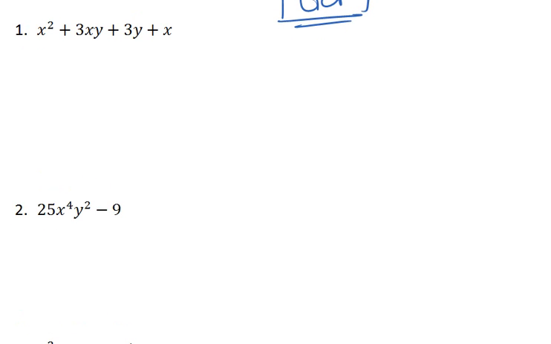For problem 2, first we want to check for a greatest common factor. We cannot factor out any integers, because the coefficients are 1, 3, 3, and 1. We can't factor out any x's because they only appear in 3 of the 4 terms, and we can't factor out any y's because they only appear in 2 of the 4 terms. So there's no greatest common factor.